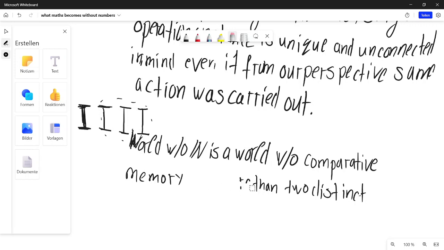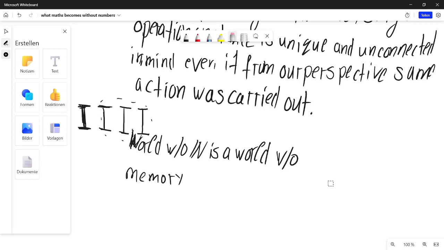Actually, it's simpler. It's even simpler. Without memory of, actually it's exactly that, of any previous iteration, so without memory of iterations of an action.